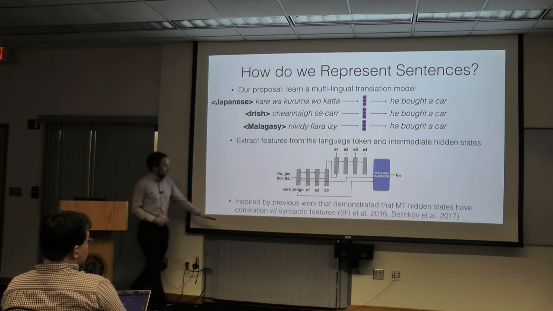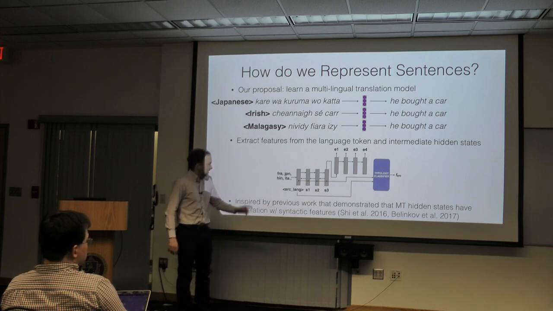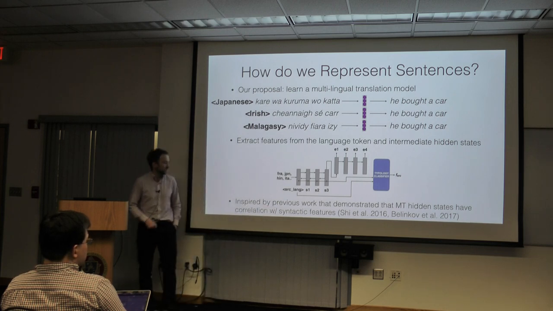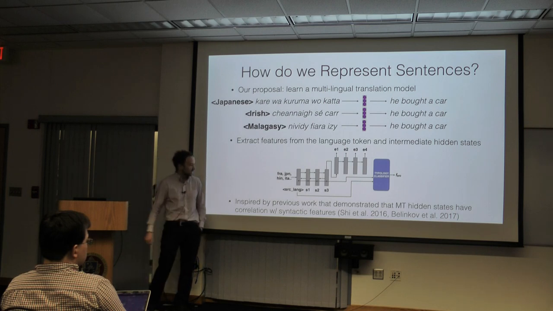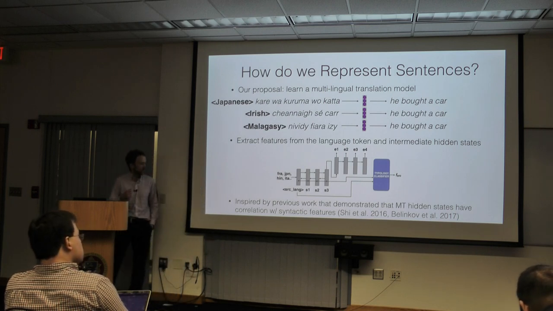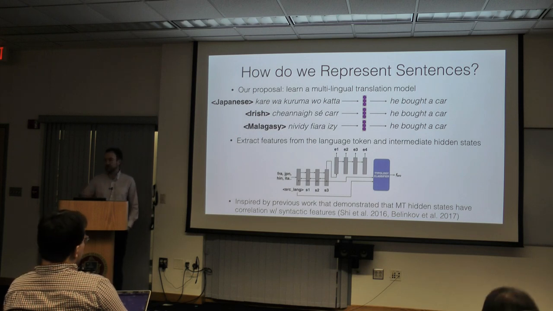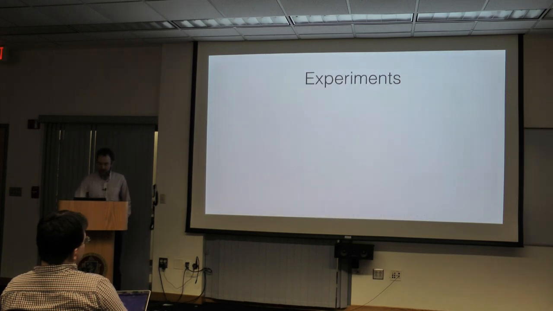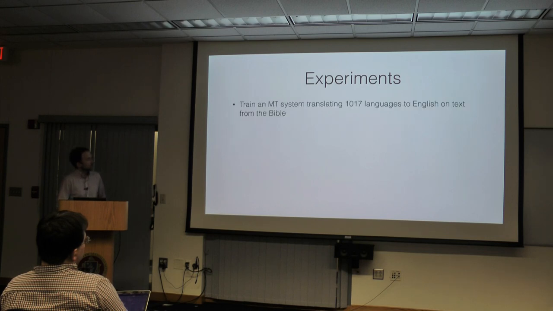There is a bit of previous work on this that demonstrated that machine translation hidden states have a correlation with things like syntactic features, including syntax and morphology. The main difference between theirs and ours is they did it over particular words in a sentence while we're doing it over an entire language, I guess. So the way we did our experiments, we trained a machine translation system on 1,017 languages. I think we currently hold the record for the most multilingual machine translation system ever trained. Although you could try to go and beat that. I welcome you to.